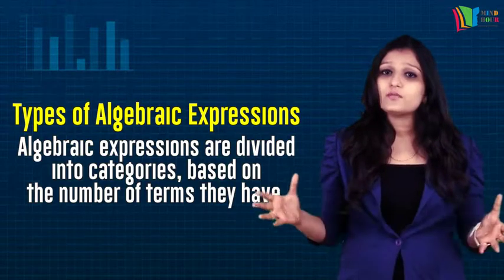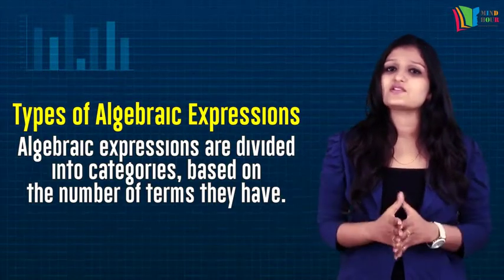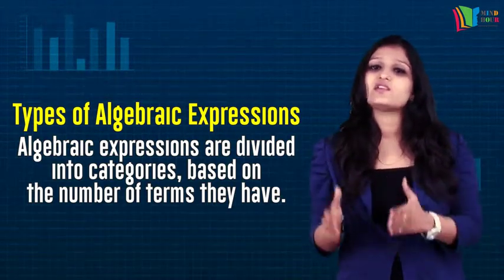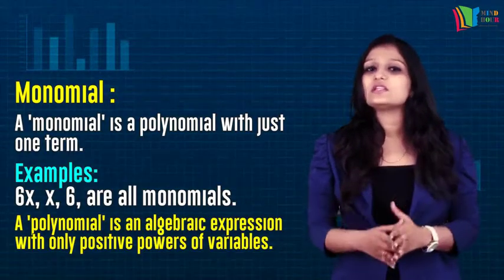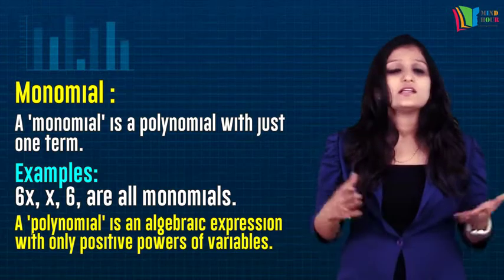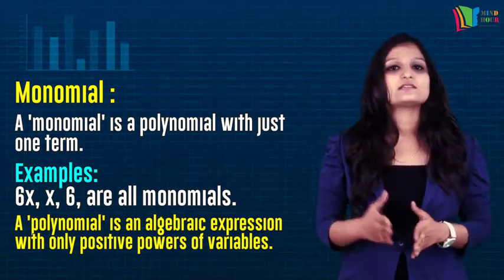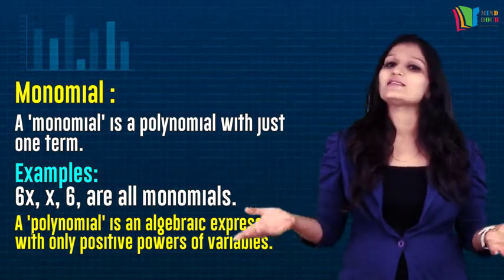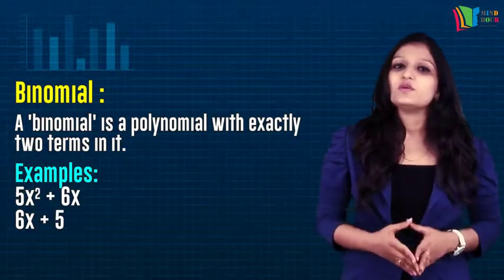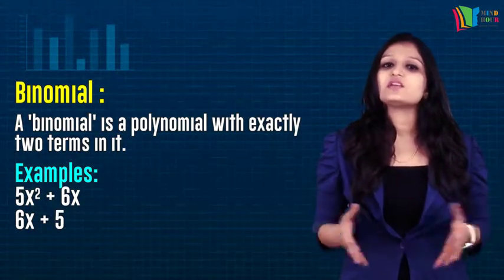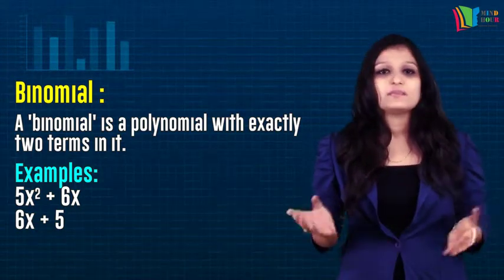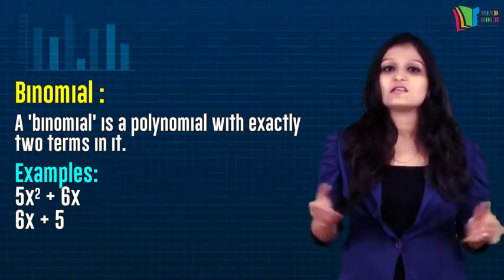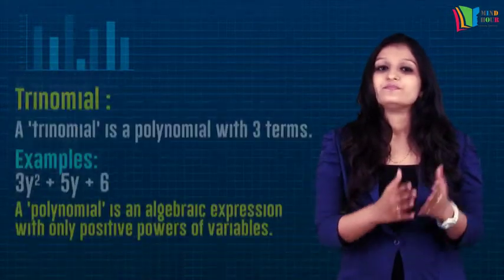Depending upon the number of terms that an algebraic expression has, it is further divided into categories. Monomial. If the number of terms in the given expression is 1, then it is a monomial. 6x, x, 6 are examples of monomials. Binomial. If the number of terms in the given expression is 2, then it is a binomial. 5x squared plus 6x, 6x plus 5 are examples of binomials.